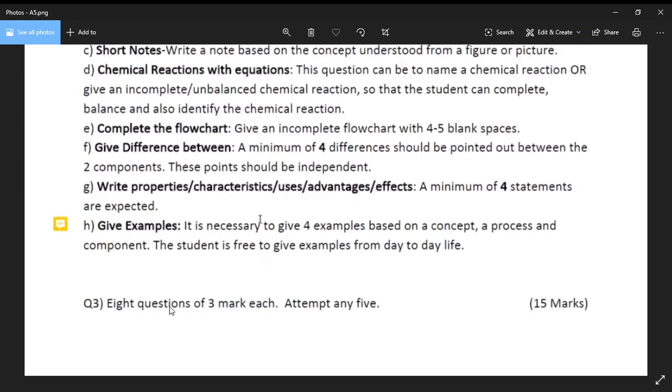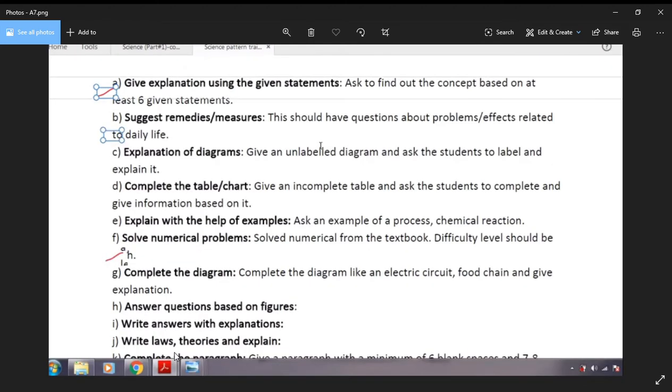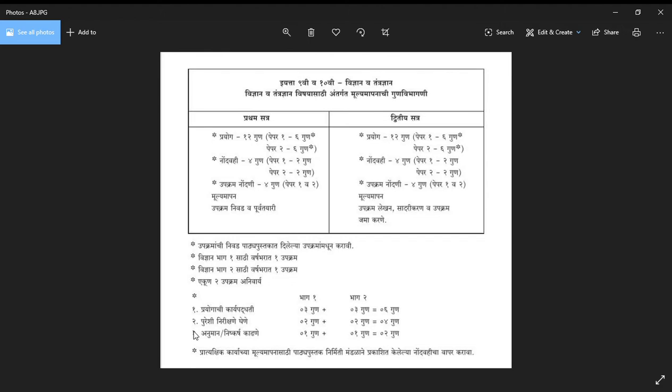Question 3, there are 8 questions of 3 marks each. You have to attempt any 5. It means that this question is for 15 marks. Now in this question, the patterns of questions are: give explanation using the given statement, suggest remedies and measures, explanation of diagrams, complete the table and chart, explain with the help of example, solve numerical problems, complete the diagram, answer the question which is based on the figure, write answers with explanation, write laws, theories and explanation.